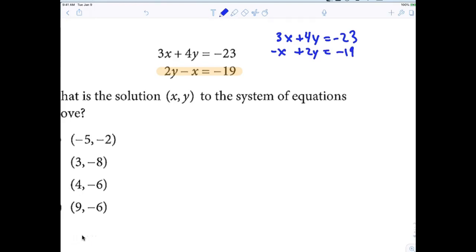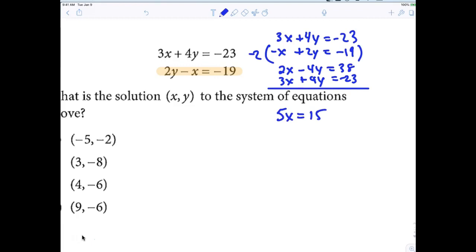Now, what can I do? Tell me, Abby. Multiply the bottom by negative 2. Perfect. Multiply the bottom by negative 2. When we do that, we get 2x minus 4y equals 38. And then we bring down 3x plus 4y equals negative 23. Then you add those together. 5x equals 15. So x equals what?